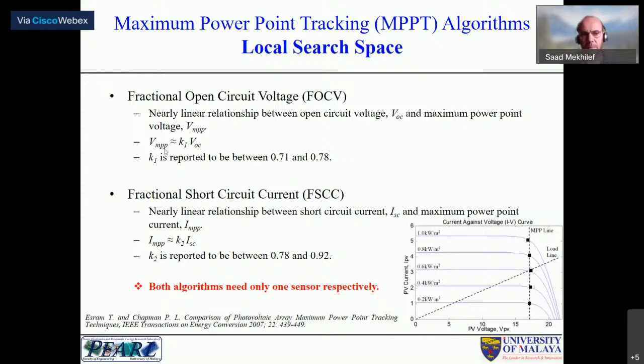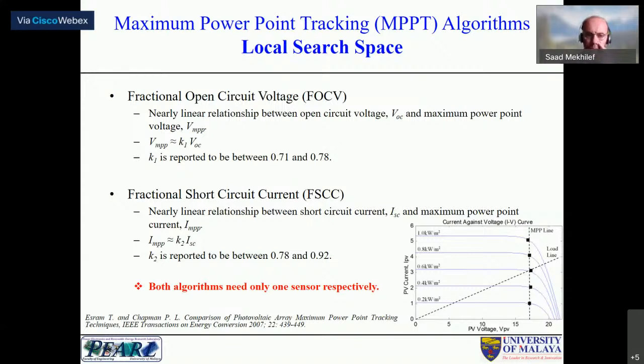So we have VMPP equal to K times VOC. We need to set the value of K, and this K gives us the VMP. When we know the VMP, we can determine the IMP. Very straightforward. Based on experience and practical implementation, it will be something like this. But this cannot work, for example, when we have multiple peaks or partial shading conditions.